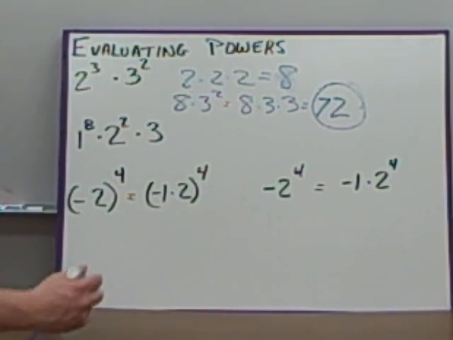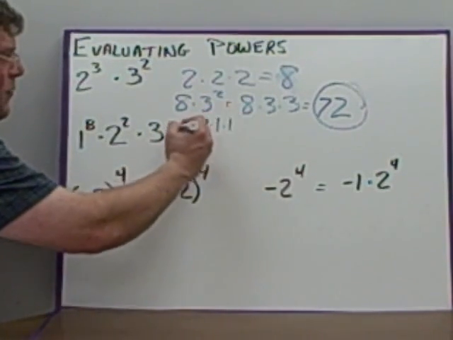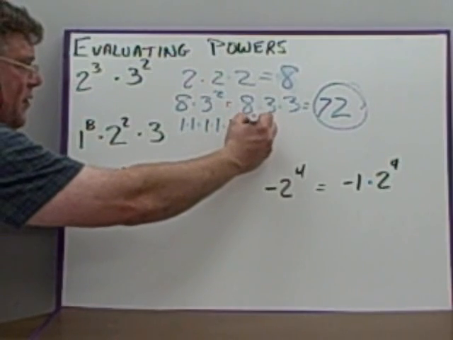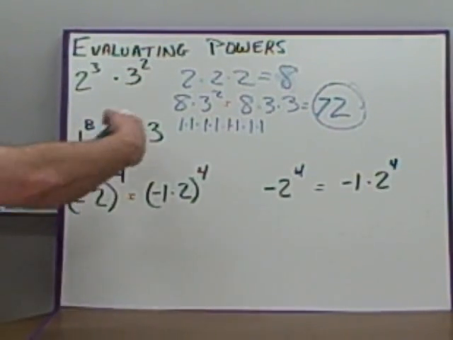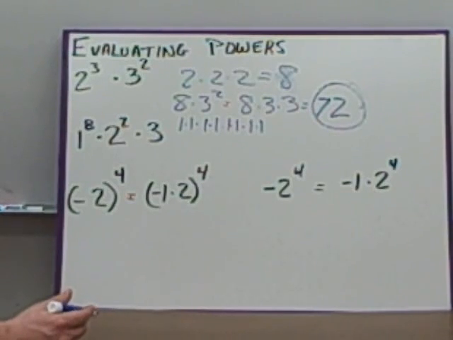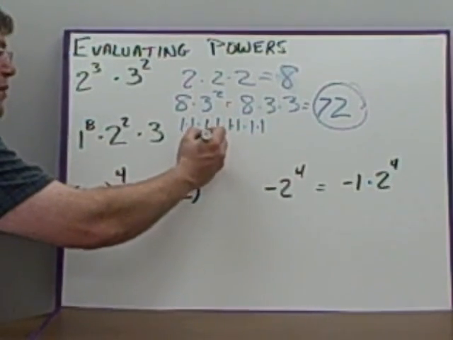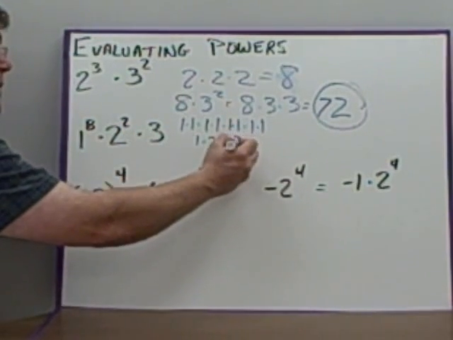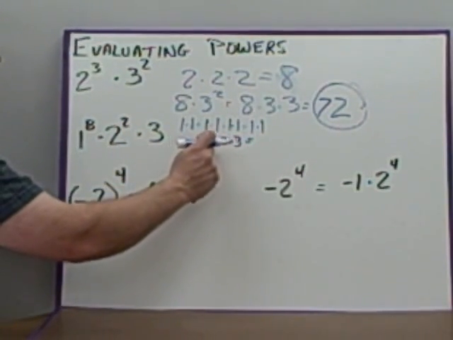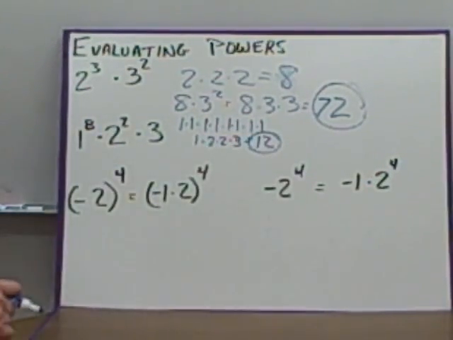Here we have 1 to the 8th. Well, 1 to the 8th is 1 times 1 times 1 times 1 times 1, 5, 6, 7, 8. But 1 times anything is itself, and 1 times 1 is going to give you 1. So it doesn't matter whether I have 1 to the 8th or 1 to the billionth, it's going to equal 1. So all that becomes just 1. So we have 1 times 2 squared, which is 2 times 2, times 3, which is just by itself there. 1 times 2 is 2, times 2 is 4, times 3 gives me 12. There's my final answer on that one.